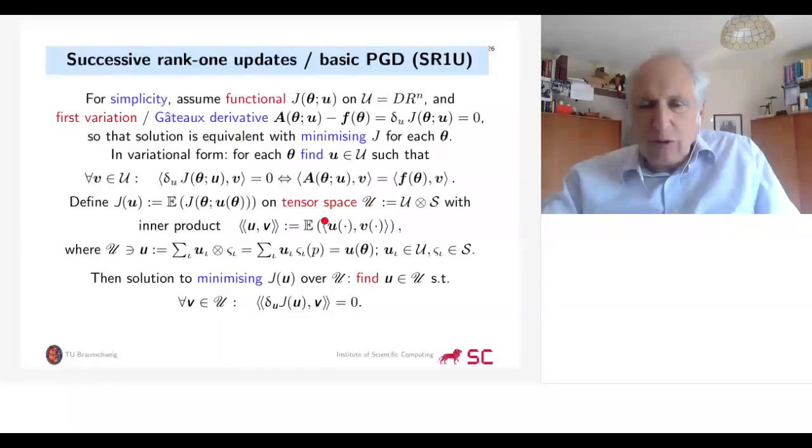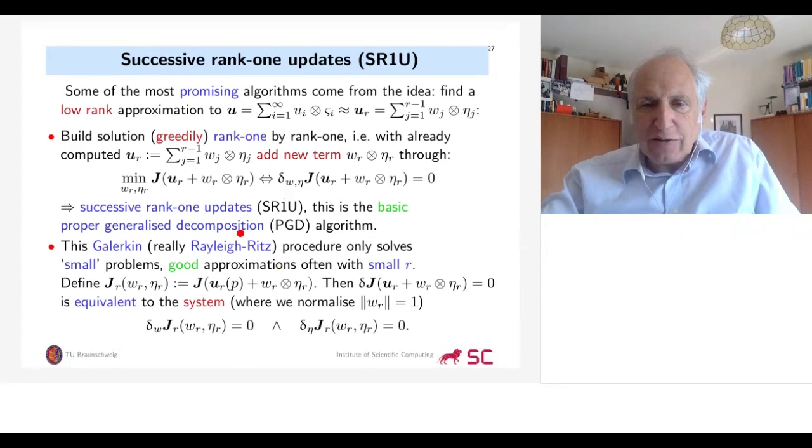So now we work in this tensor space, and we want the tensor which minimizes this. This will be the solution which solves this in a Galerkin sense in the best way, okay? And the solution to minimizing this over U is to write down what the equation is. This is the variational way of writing it down, okay?